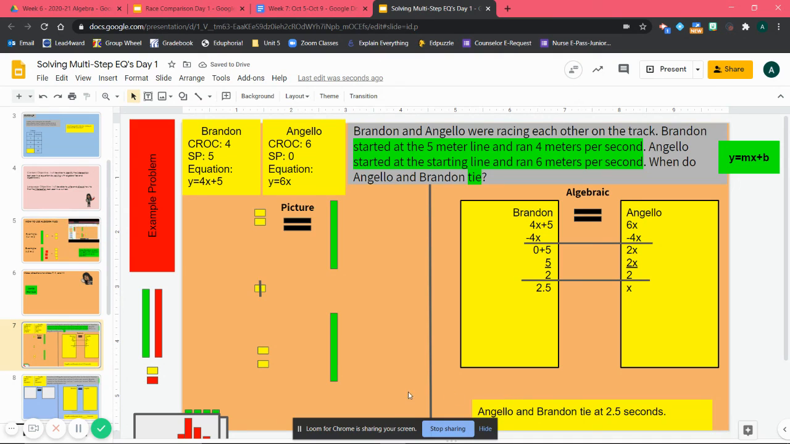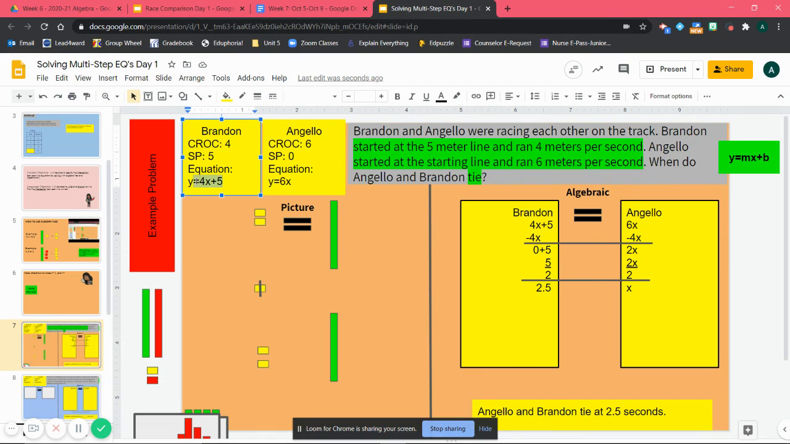Okay. So this is how we solve multi-step equations. Make sure that you have picked out the information from the word problem. That was the first step, right? We had to find the starting point and the constant rate of change. We also had to make sure we wrote the equation down for each person. And then on the algebraic side, I went ahead and wrote their equations down. And then I solved using my algebra tiles to help match my algebraic side.